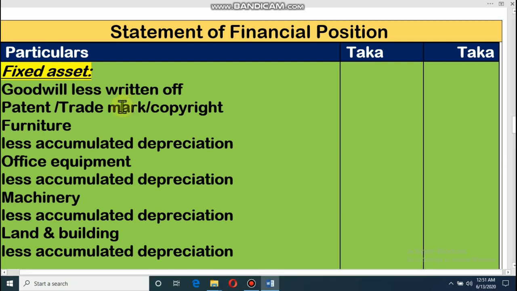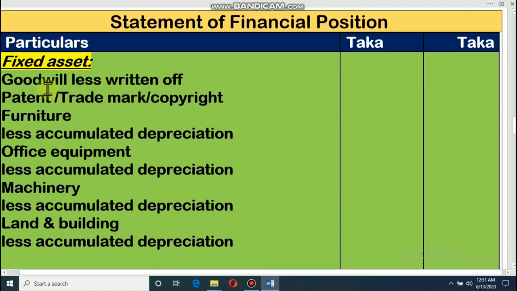You know that the value of an asset will not remain the same. You can say if you have a car, if you buy it for 10 lakh and at the end of the year you may sell it for 8 lakh. What about that 2 lakh? That is depreciation. That means for using or time passing, if the value of an asset decreases, then that is called depreciation. For intangible asset, it is called written off.